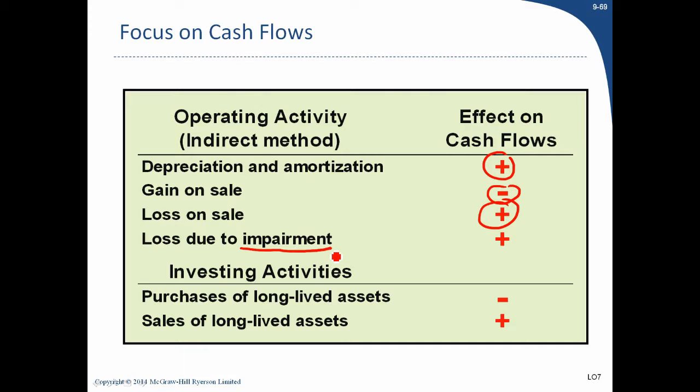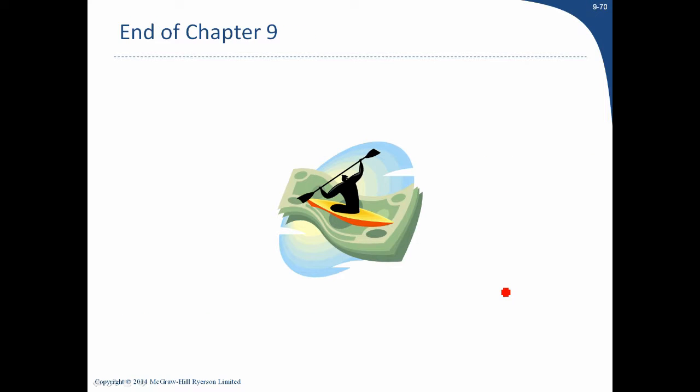Because remember, if we assess, okay, we paid 10 grand for this equipment, we're going to write it down in a couple of years because we realize we're never going to recover the amount of the carrying value, cash still hasn't changed hands. We paid the 10 grand for it way back when. And then purchases and sales of long-lived assets. Nothing surprising there. All right, that's it for chapter 9.